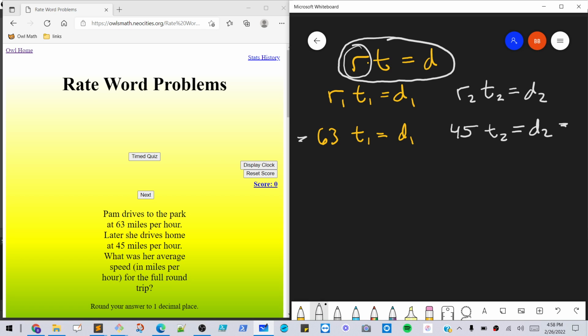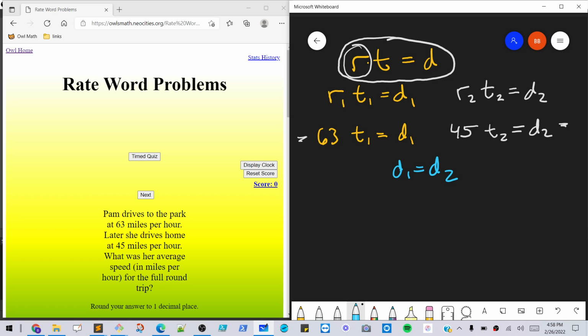One important thing, whenever you have these round trip problems: she goes to the park from home, and then from the park to home. The distances are the same. I'll do a different color. D1 equals D2. It's a round trip. If you go to one location and come back, the distances are the same.